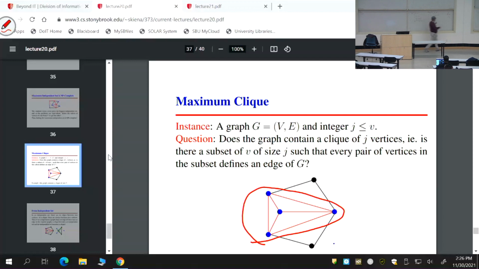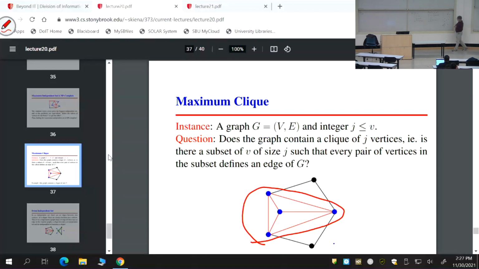Suppose I want to find an independent set of size 4 in the original graph G. If I complement it, what's going to happen to those 4 vertices? What's the complement going to look like? Does everybody see that?